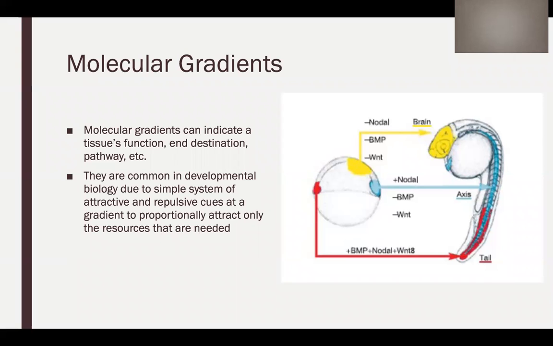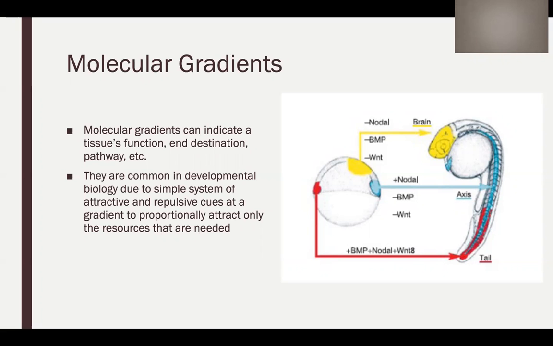We have seen molecular gradients before being used in developmental neurobiology to indicate a cell's future function or destination. One example we've seen is pictured here, where certain molecular gradients in the gastrula will predict what this tissue will develop into. Molecular gradients here indicate that regions of the gastrula in yellow are low in nodal, BMP, and Wnt, and they will develop into brain tissues.